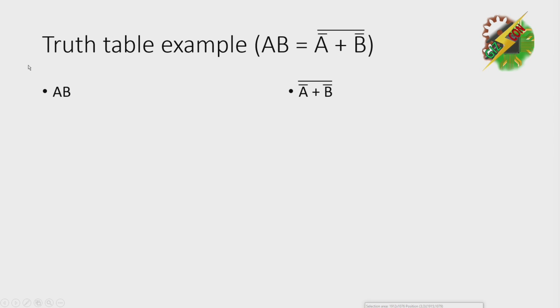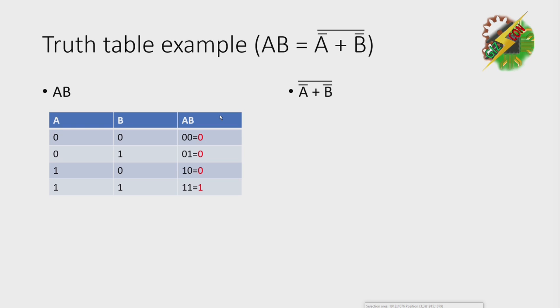Let's have an example of a truth table. It's stated here that AB is equivalent to the inverted A bar plus B bar. Let's compare the truth tables of the two equations. First, we have the truth table for AB. As you can see, this is the truth table for an AND gate.